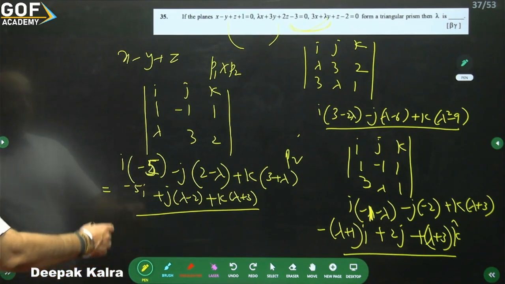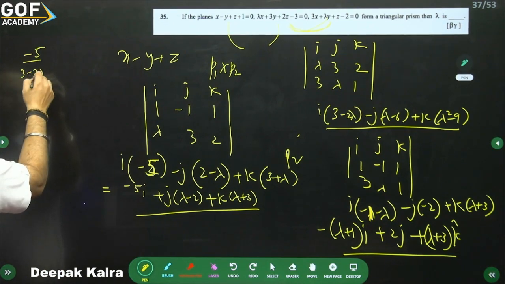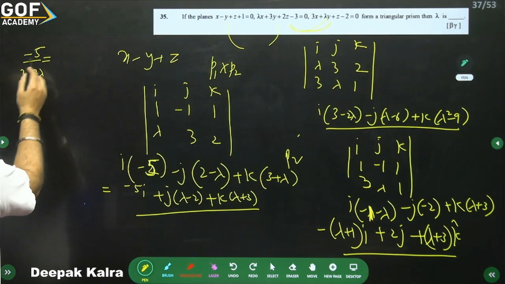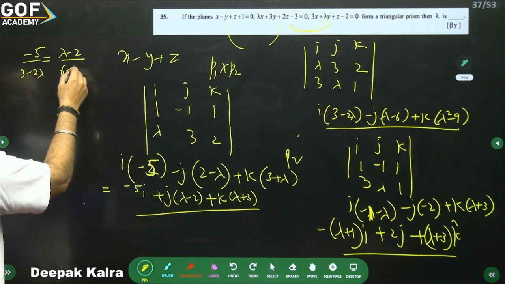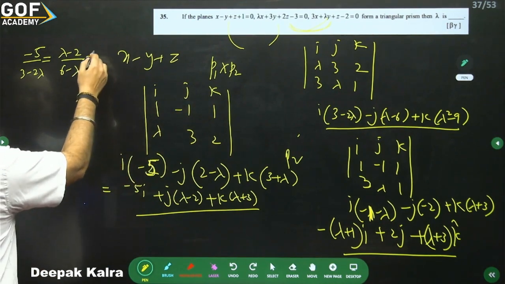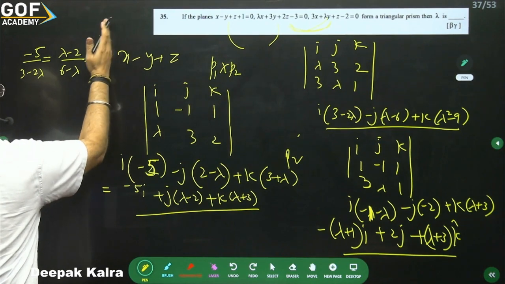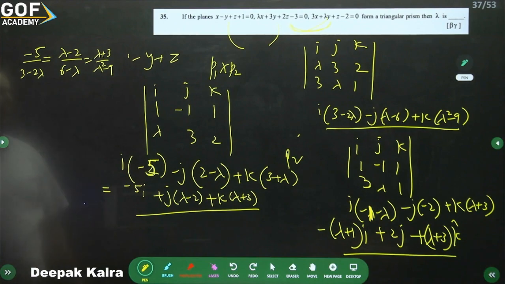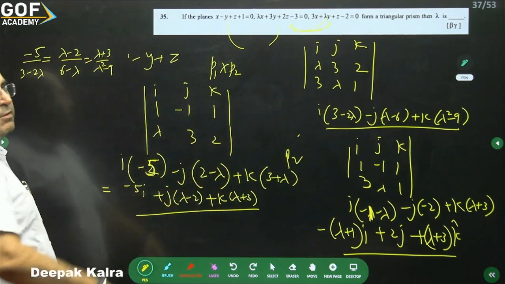How do you get it? Minus 5 over (3 minus 2 lambda) equals (lambda minus 2) over (6 minus lambda) equals (lambda plus 3) over (lambda square minus 9). First, I got it with this. Can you understand what I'm doing?